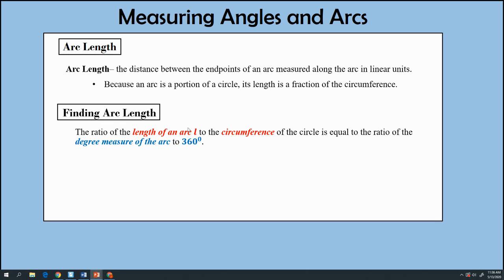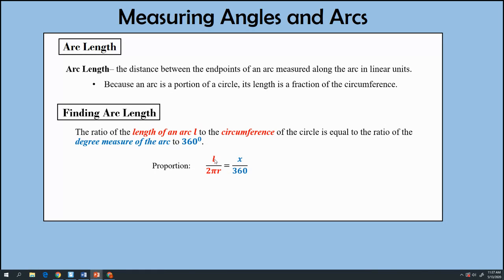So think about percentages, if you will. This would be part over whole: the part of the circumference of the arc to the total circumference of the circle. This is part, the degree measure of the arc, to whole, which is the distance all the way around the circle. All right, so as a proportion, we can find arc length using this. Again, it's taking this directly out of the definition here.